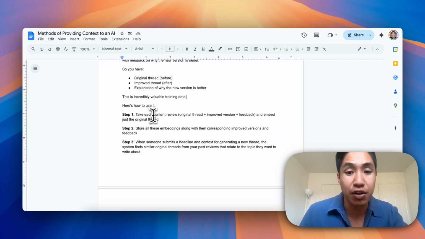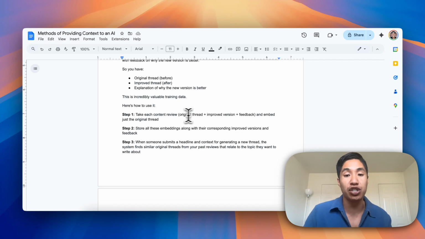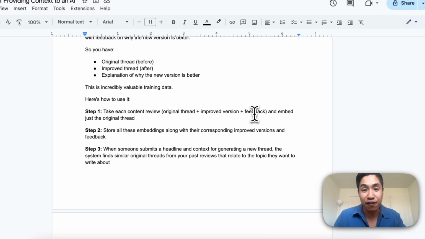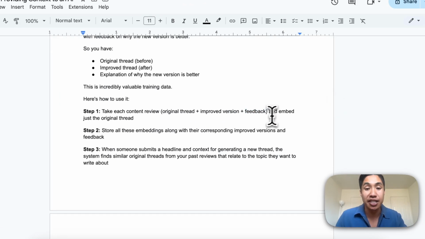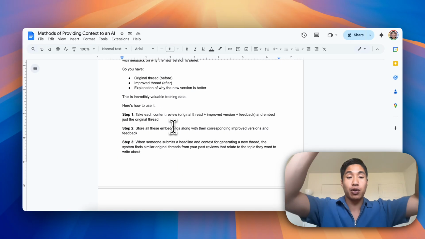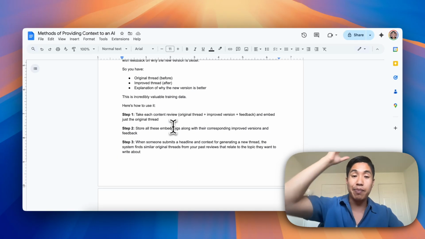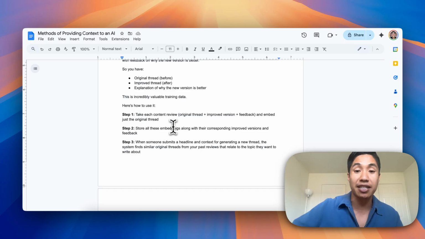So here's how I do this. You take each content review. Each content review again has an original thread, the improved thread, and the feedback, right? And we embed just the original thread. So again, we're turning this original thread into an embedding, its own list of numbers. We're going to store these embeddings along with their corresponding versions and feedback.